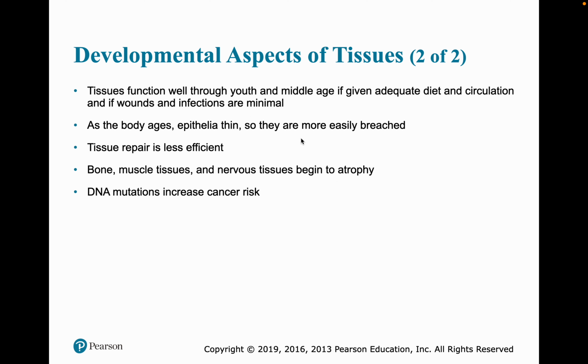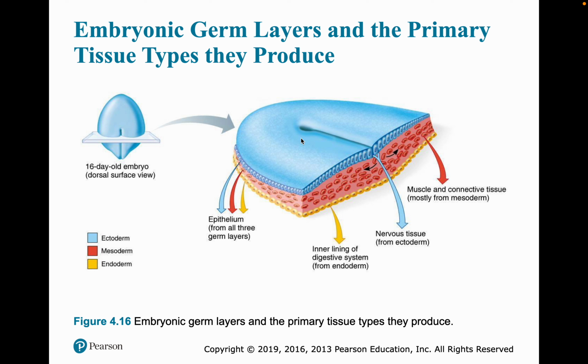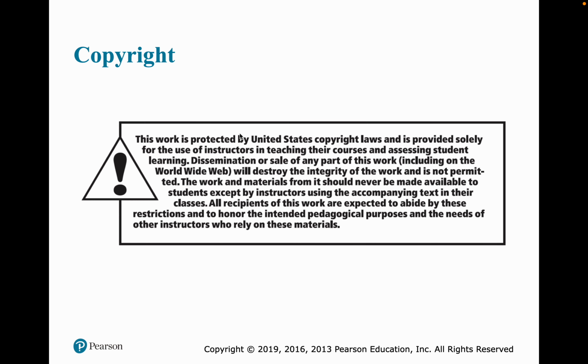Tissue functions well through youth and middle age if you get a good diet and circulation, and wounds and infections are kept to a minimum. As we age, the epithelium does get thin. It's more easily breached. Tissue repair becomes less efficient. Bone, muscle, and nervous tissues start to atrophy. Mutations can increase our cancer risk. But it still, as far as I'm concerned, beats the alternative. So there are those three germ layers. And that brings us to the end of this chapter.